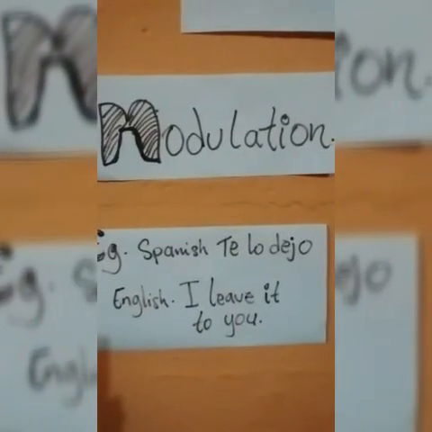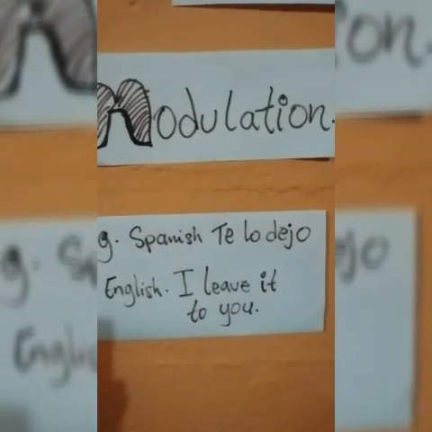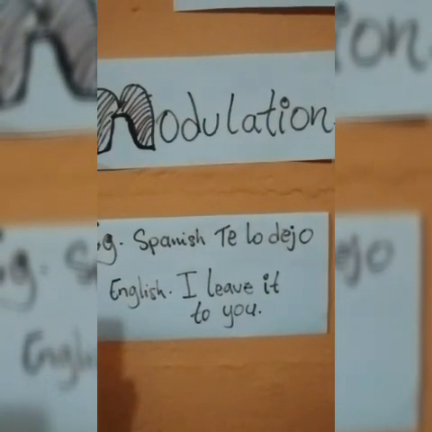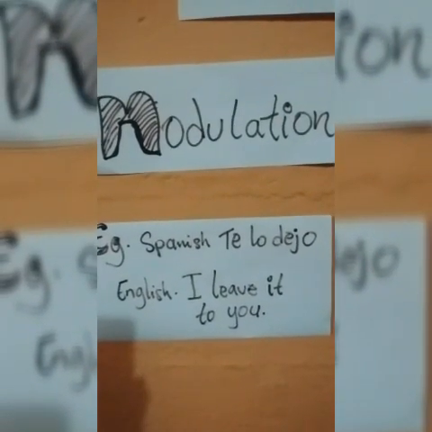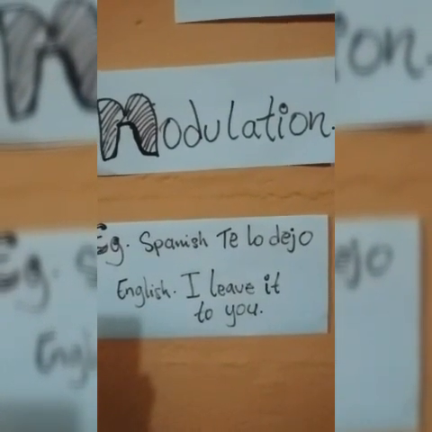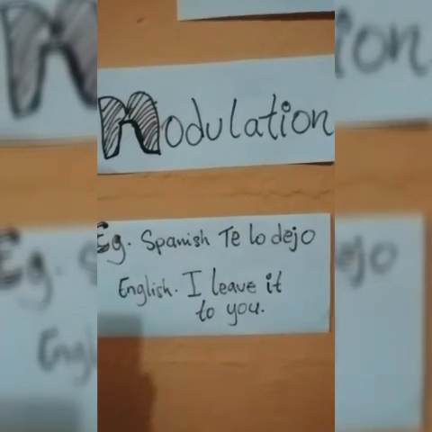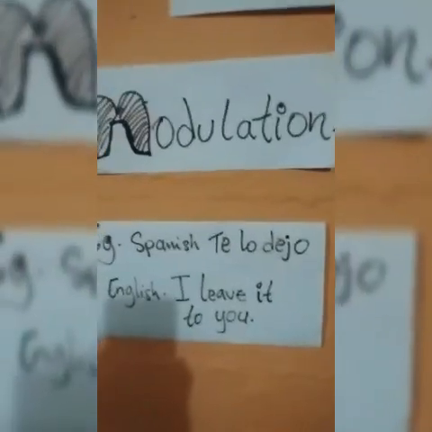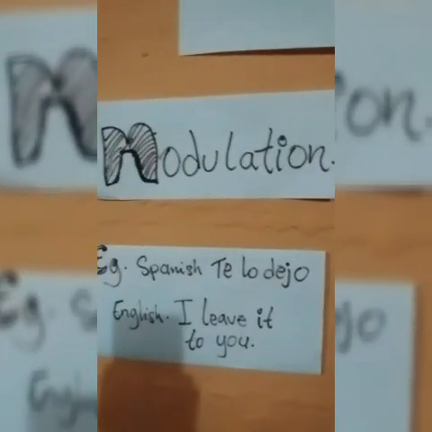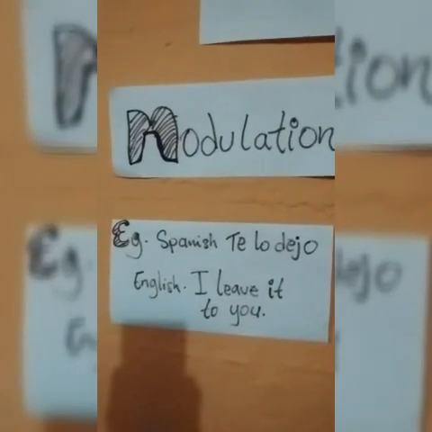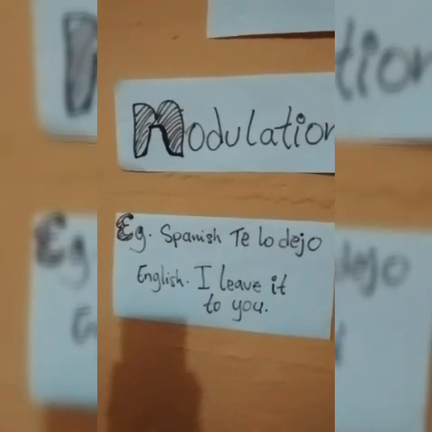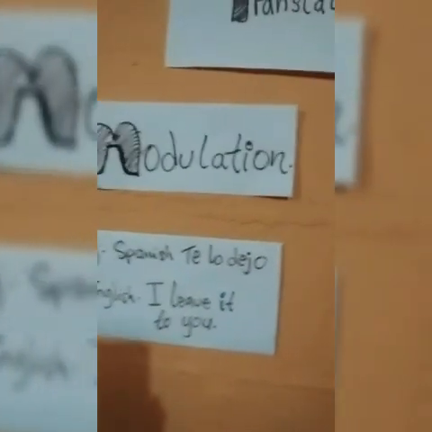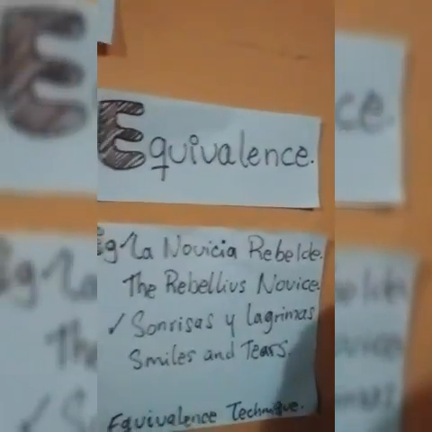Modulation consists of using a phrase that is different in the source and target language to convey the same idea. For example, in Spanish it is "te lo dejo," and in English it is "I leave it to you." And the third technique is equivalence.